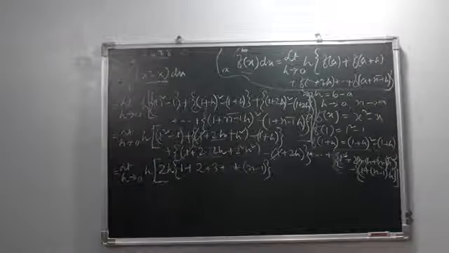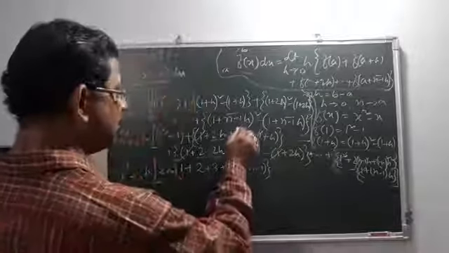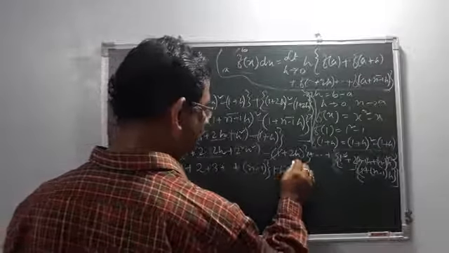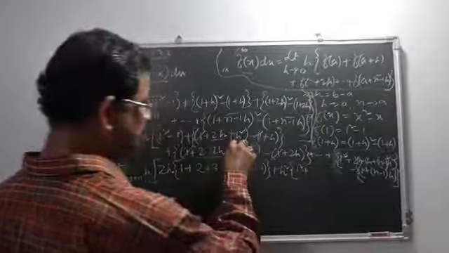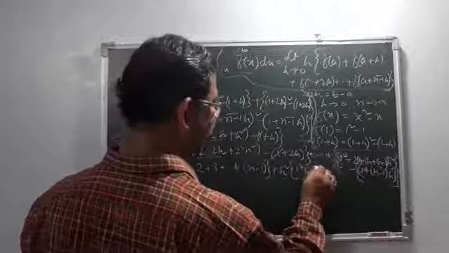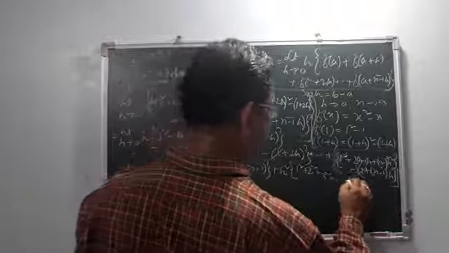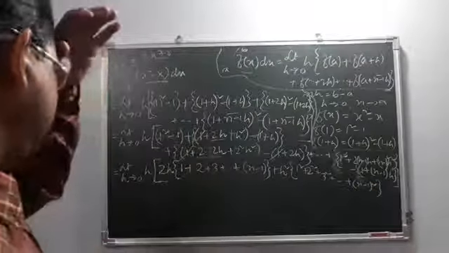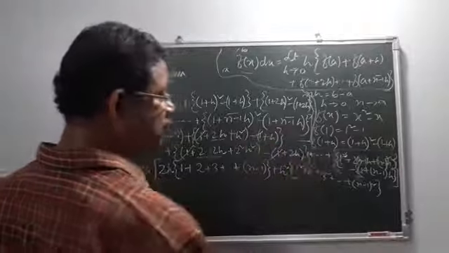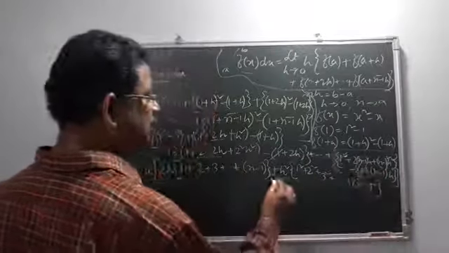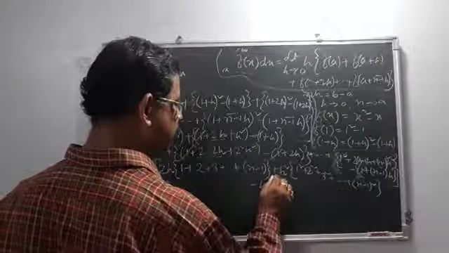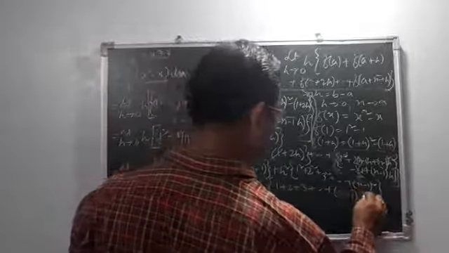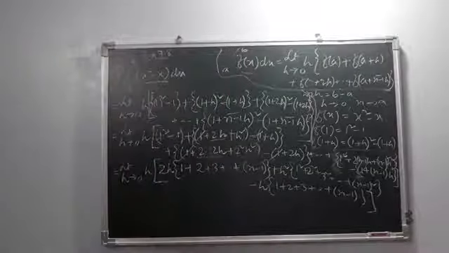Then h square. Here 2 square h square, 3 square h square. If we take h square common, then it is 1 square, yes we can write 1 as 1 square, then 2 square, then 3 square, up to (n minus 1) whole square. And here minus h, minus 2h, minus 3h, in this way up to n minus 1. If we take minus h common, then it is 1, 2, 3, dot dot dot, n minus 1. So this is the clear picture of this one.